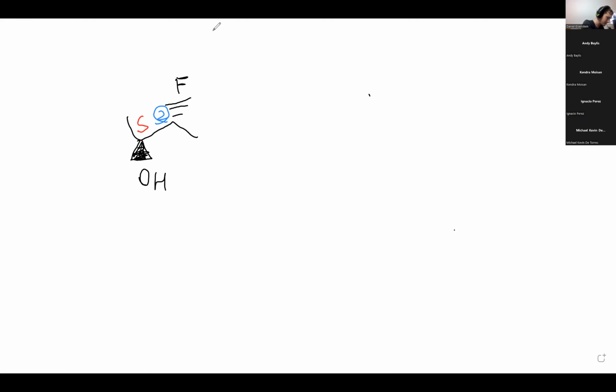Give me a second. Zoom's being difficult. Okay. On this carbon, fluorine is going to take 1. This carbon over here is going to take 2. That carbon is going to take 3. Okay, I'm going to go 1 to 2, 2 to 3, 3 to 1. That is also going to be S. However, H is in the front, so it's going to be R. Okay.